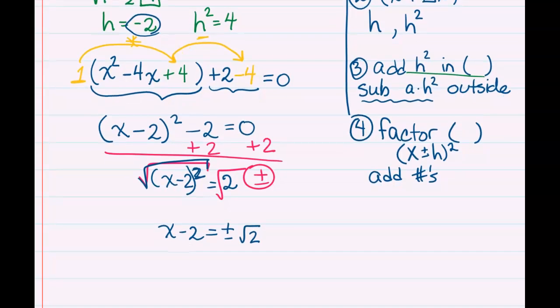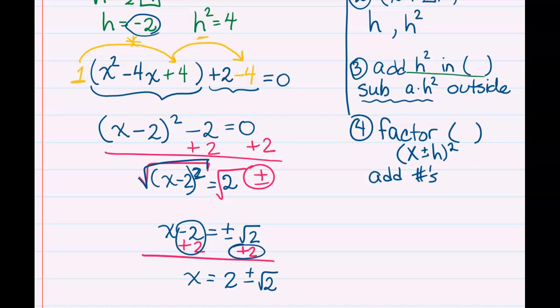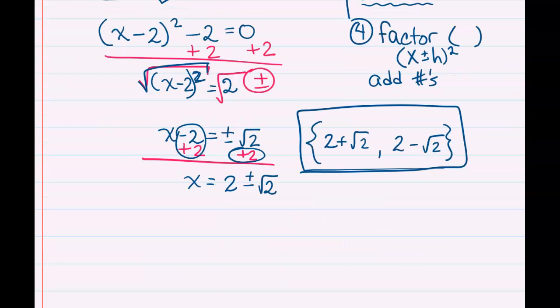Solving for x, I'm going to add 2 to both sides. And we're going to find that x, this became 0, is equal to, this 2 down here is a whole number, so we're going to write that first, plus or minus the square root of 2. That reminds us that our solution set has 2 points, or 2 values: 2 plus the square root of 2, as well as 2 minus the square root of 2. And this is our solution set.